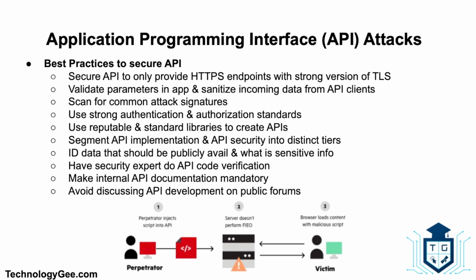You want to segment API implementation and API security into distinct tiers. Doing so frees up the API developer to focus completely on the application domain. You want to identify what data should be publicly available and what is sensitive information. If possible, you want to have a security expert do the API code verification. You want to make internal API documentation mandatory, and you want to avoid discussing company API development or any other application development on public forums.